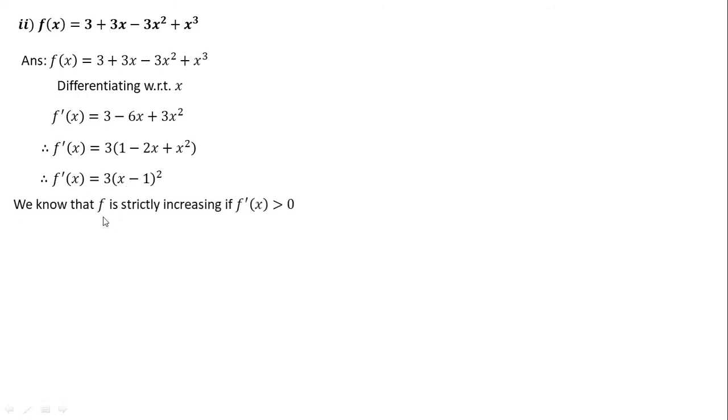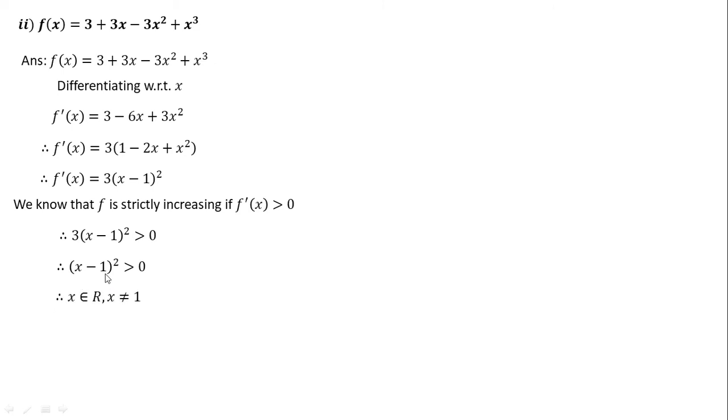Now as we know that f is strictly increasing if f dash x is greater than 0. The given function is strictly increasing, so we have to consider that f dash x is greater than 0. So we will consider 3 into x minus 1 bracket square greater than 0. Now we will try to find out the values of x. So hence x minus 1 square greater than 0.